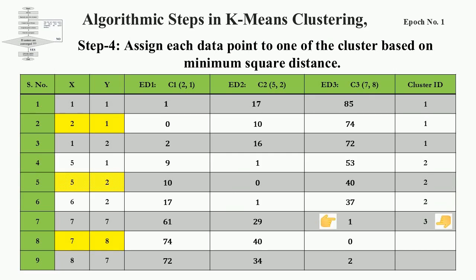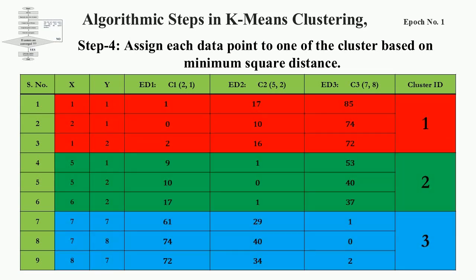Data set point 7 deserves the same logic and is assigned to cluster number 3. Using the same logic, data set point 8 is assigned to cluster number 3. And finally, data set point 9 is in cluster number 3. Here is the complete picture of each data point with their respective assigned clusters.